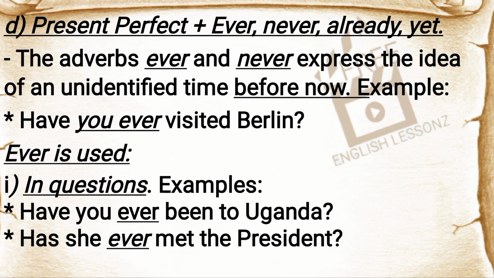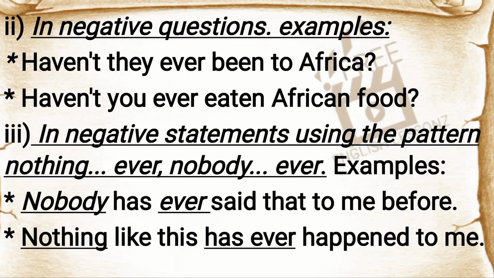D. Present perfect plus ever, never, already, yet. The adverbs ever and never express the idea of an unidentified time before now. Example: have you ever visited Berlin? Ever is used, 1, in questions. Examples: have you ever been to Uganda? Has she ever met the president? 2, in negative questions. Examples: haven't they ever been to Africa? Haven't you ever eaten African food?